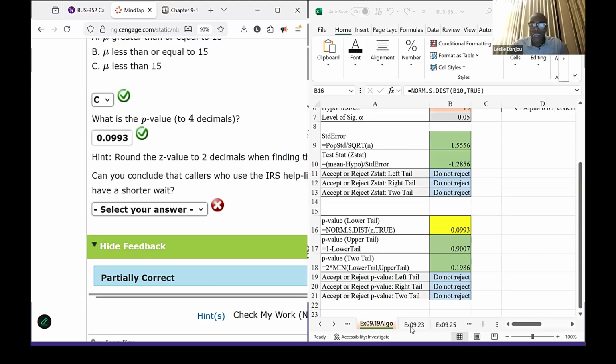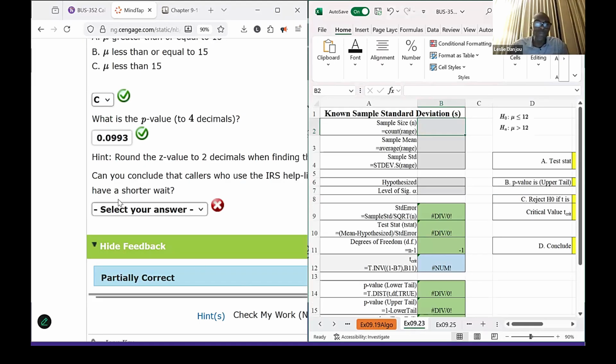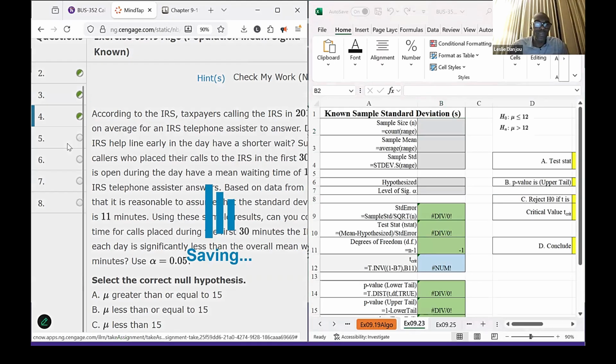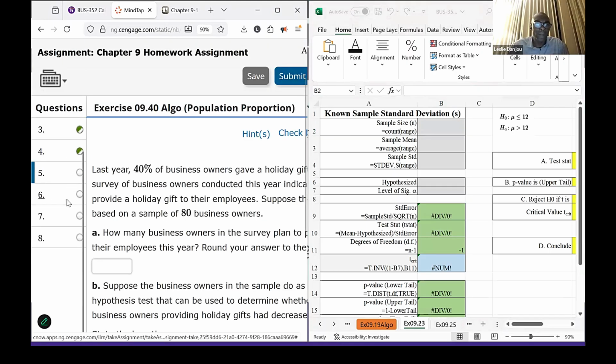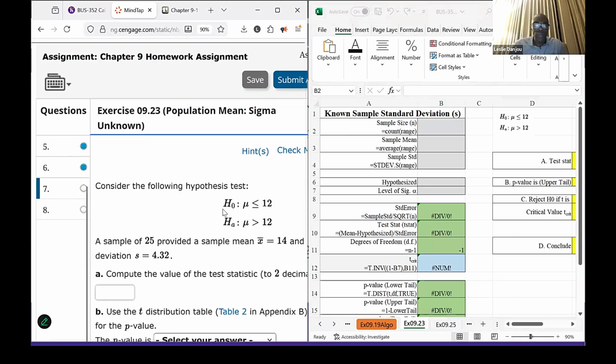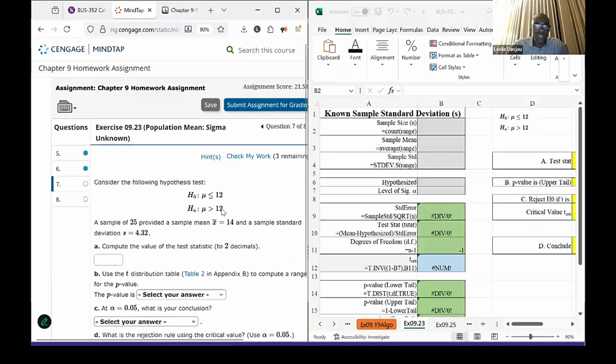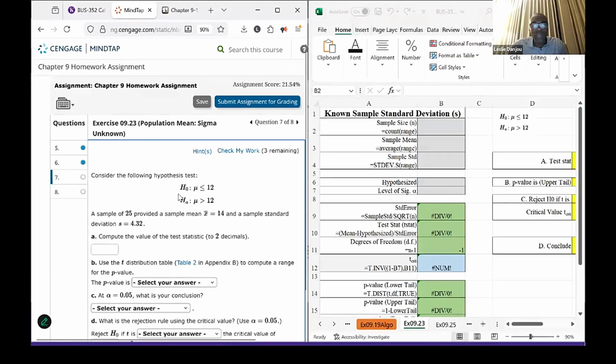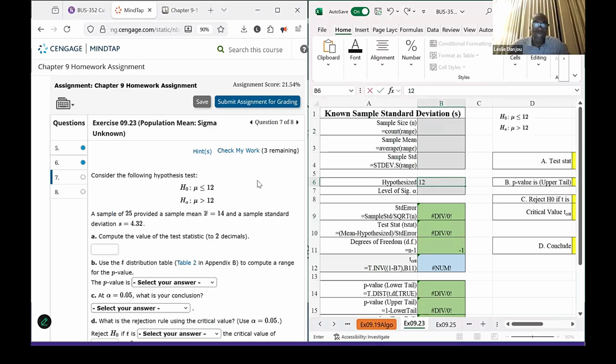All right, let's go to 9.23, please. Click through until you find 9.23. Bam. I'm gonna make this smaller so we can see it holistically. Right off the bat, here is your null, and here is your alternative. In the alternative, it says it's greater than 12. That is your claim. The 12 is your hypothesized value. Whatever shows up to the right of your hypotheses is your hypothesized value.